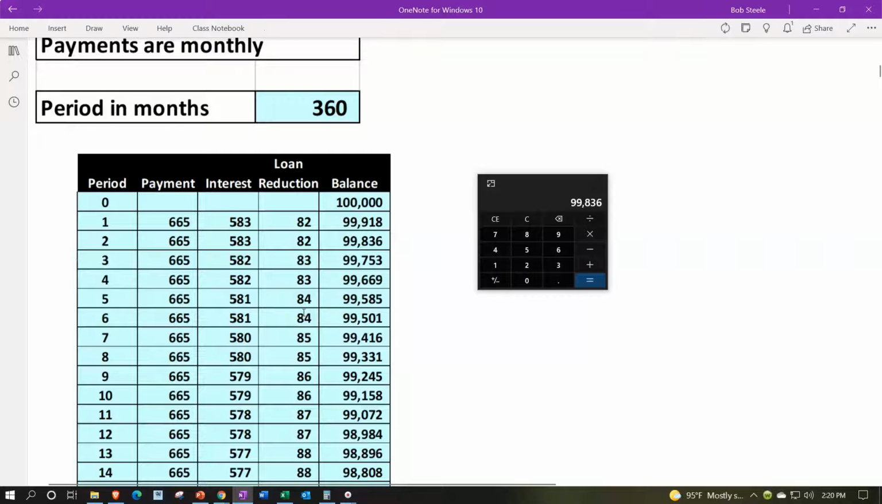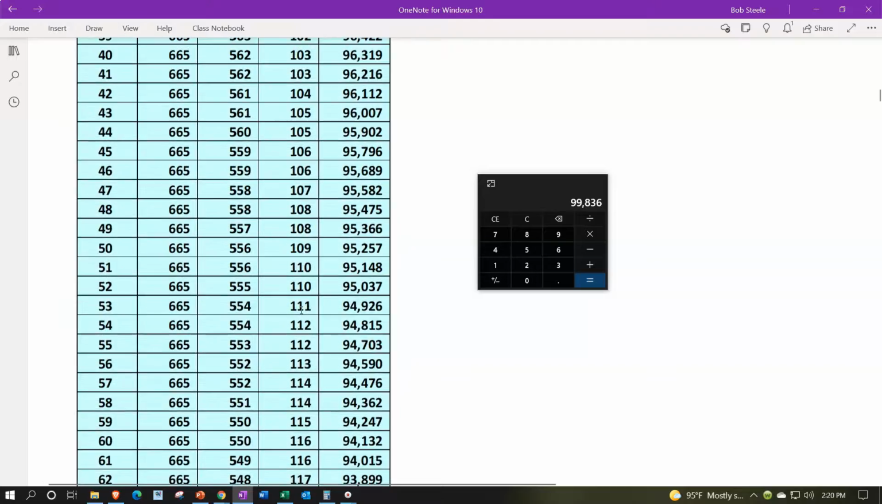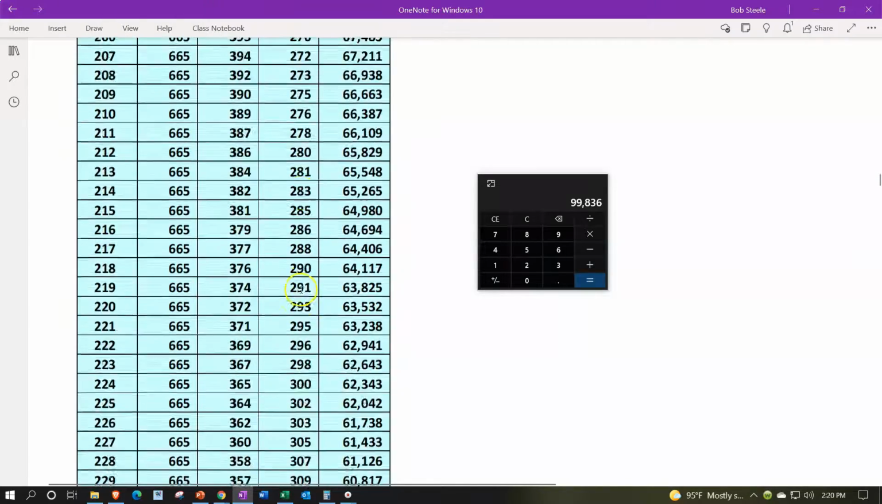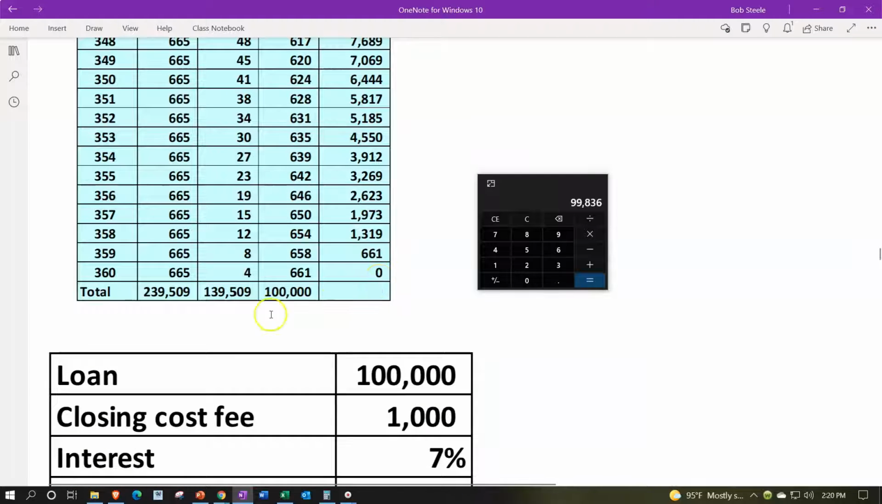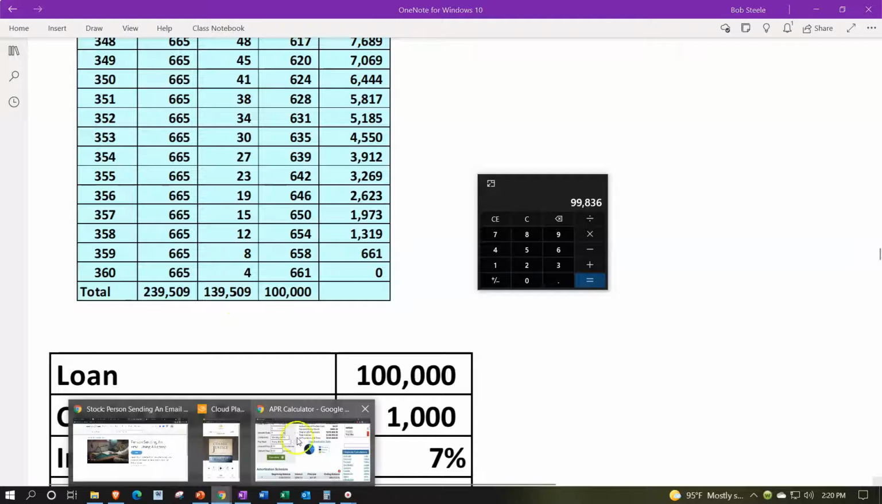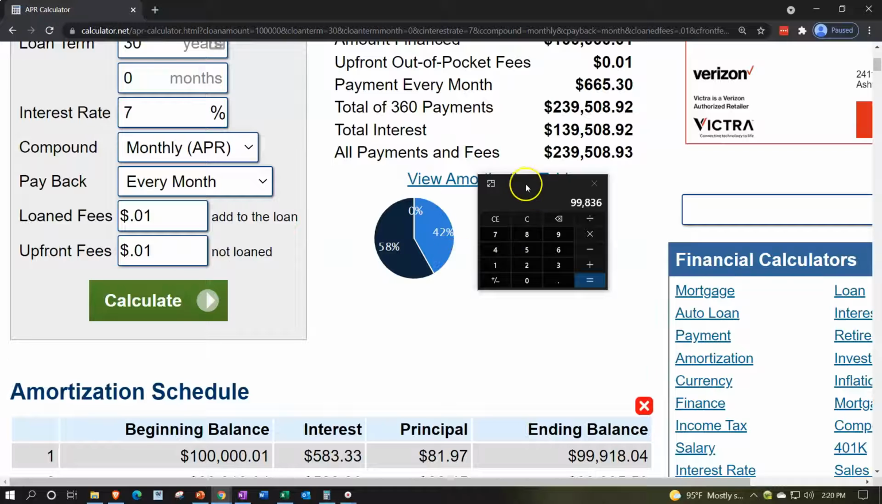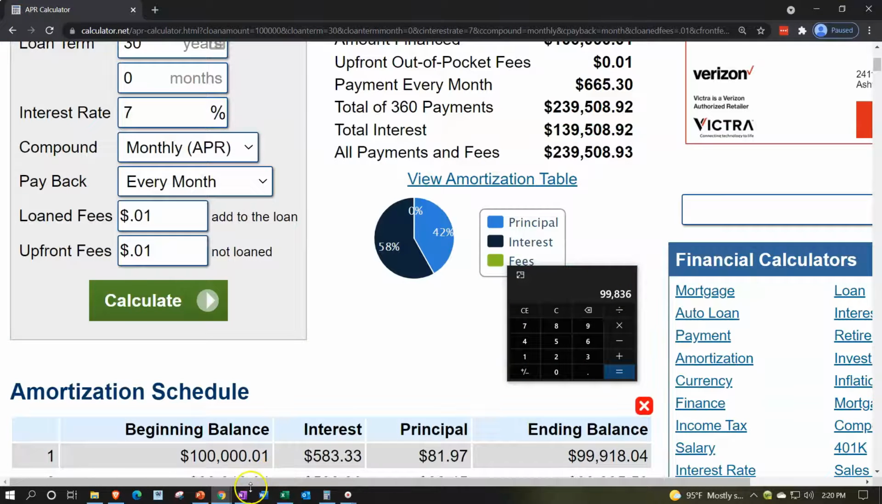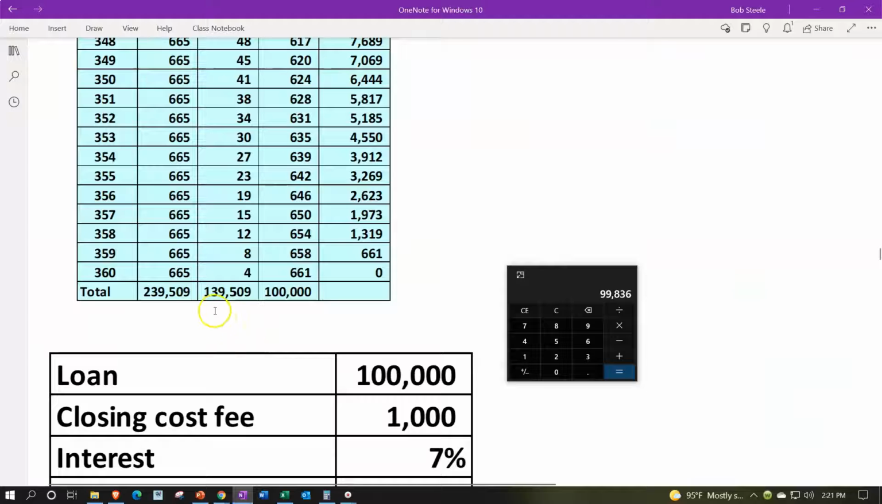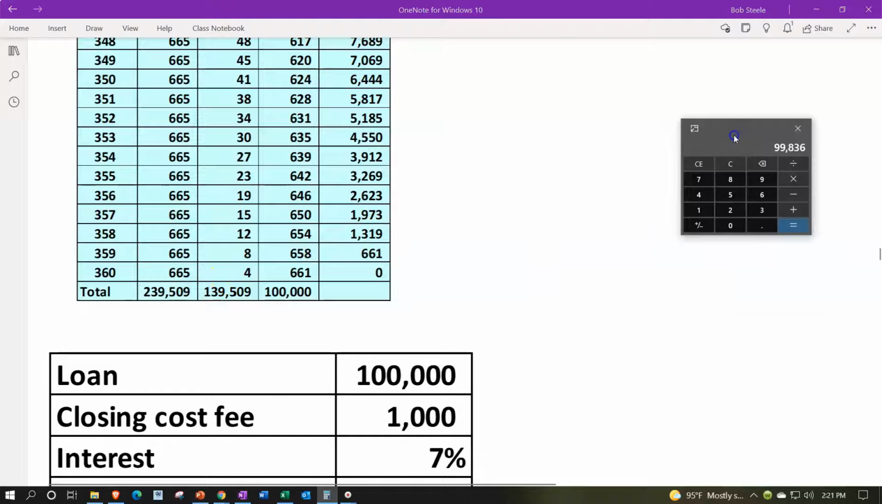If we did this all the way down for 360, and you can copy it down in Excel, it's fairly easy to do, the bottom line number should then get to 0. So we have the 0 down here, and you can verify your totals. If we totaled up the payments and the interest, it is 139,509. And so we can kind of look at our calculator here. We got the 139,509 about for the total interest. Total payments are at the 239,508. So we have then here the 239,509 about.